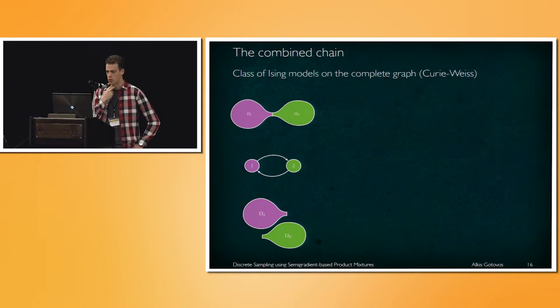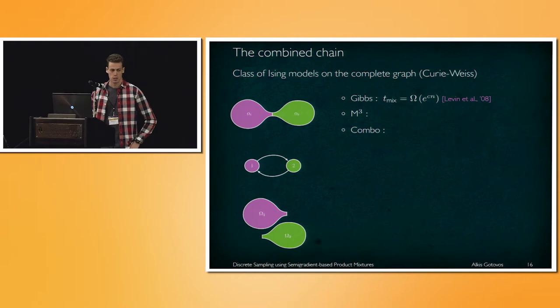These models are known from statistical physics. They're called the Curie-Weiss models. They're basically Ising models on the complete graph. And they're interesting here because they have exactly this form of state space that I show here. So it is known that the state space consists of two parts. There is a bottleneck in between. It's known that the Gibbs sampler has exponential mixing time in these models.